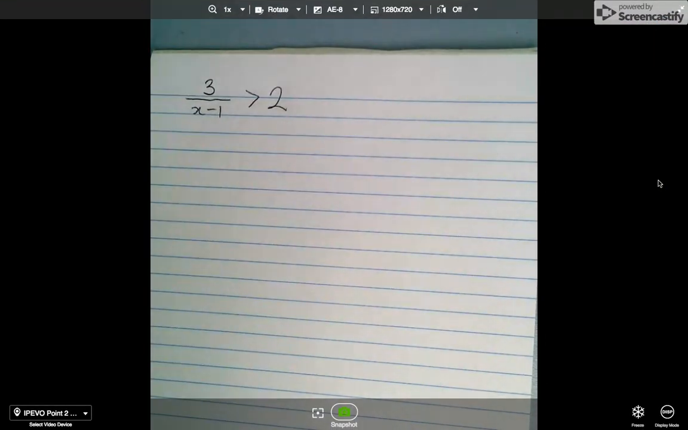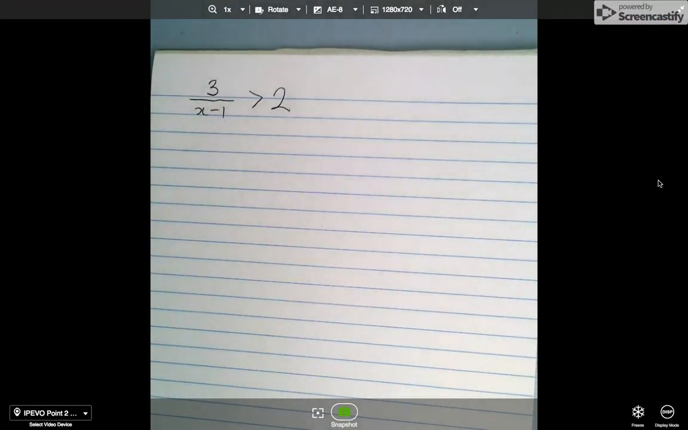Okay, the last thing we're going to do is solve these inequalities. Now, this is the way I do it. It's a bit different to the way Alan does it, but it still works. The first thing I look for is any critical values. So what can't x equal here?